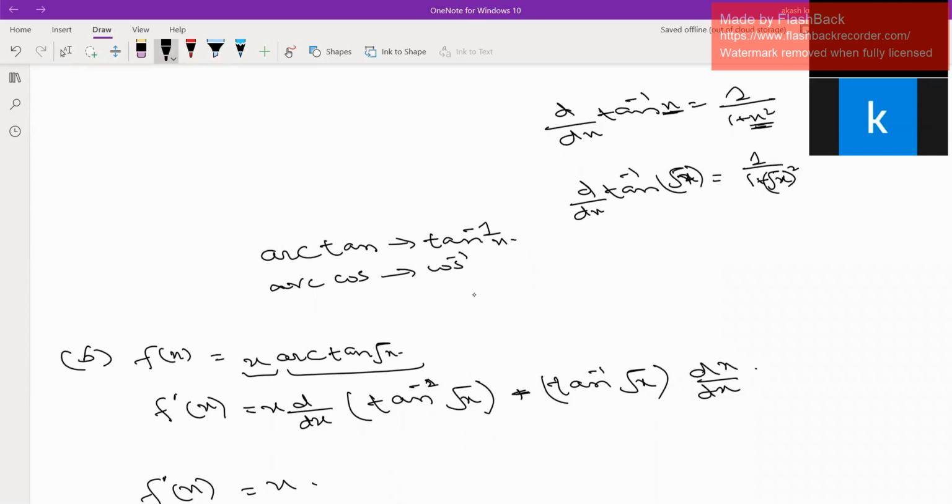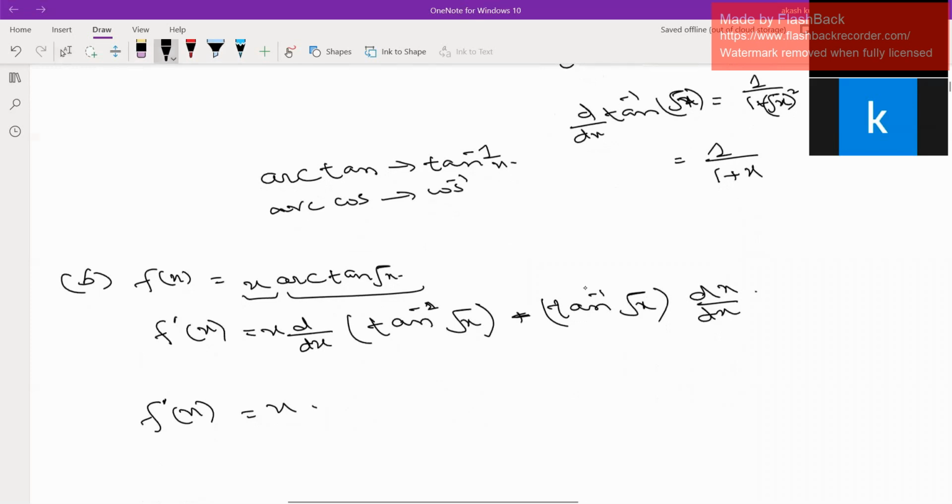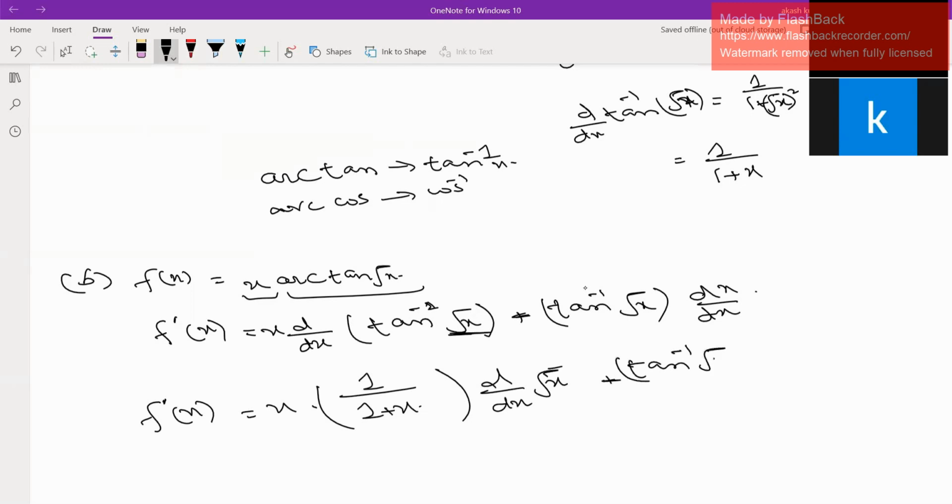Is it making sense to you? Yes. Okay. So it becomes 1 over 1 plus x, so let's write it here: one over one plus x. Now we have an inner function as well, so we have to take the derivative of the inner function, and then tan inverse square root x as it is, and then it becomes 1.